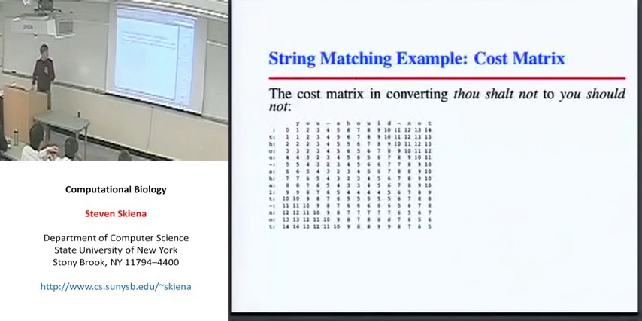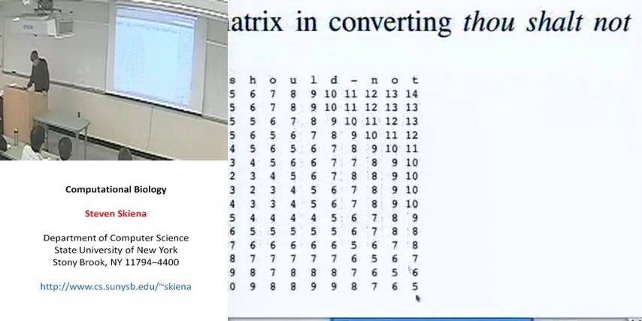So here is an example. If you're confused about what's going on, look at this example and make sure you understand this. Here I am going to look at editing two strings. The cost of turning thou shalt not into you should not. Maybe I'm updating the Bible or something like this. Okay? What is the number of changes to go from thou shalt not to you should not? Okay? Let's zoom in.